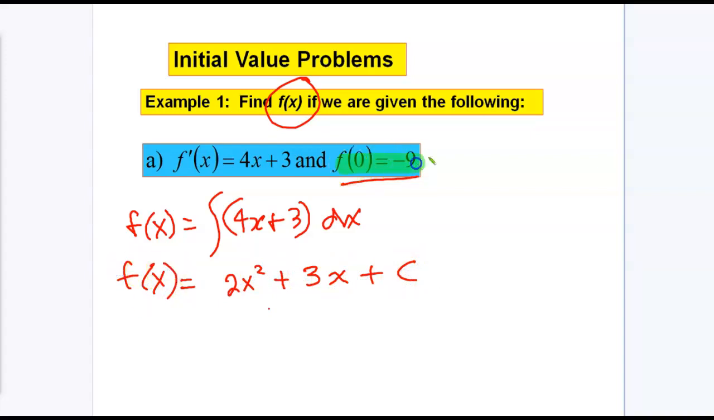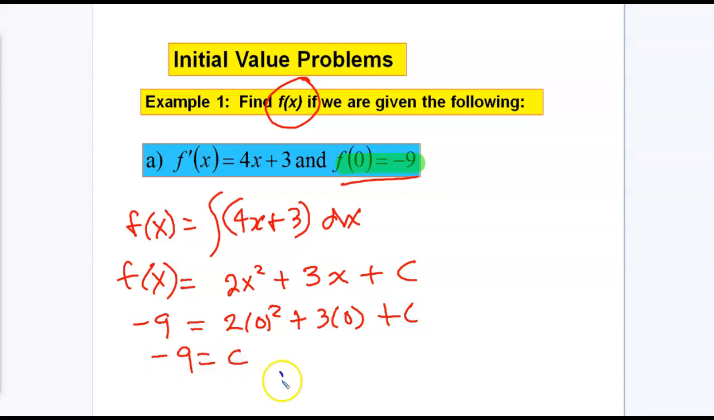Now they're giving me a value of the function, and that means when x is 0, the function's value is -9. So -9 is equal to 2 times 0 squared plus 3 times 0 plus a constant. So my constant works out to be -9. So now I can rewrite my function as 2x squared plus 3x, and in place of the constant, I'm putting -9.